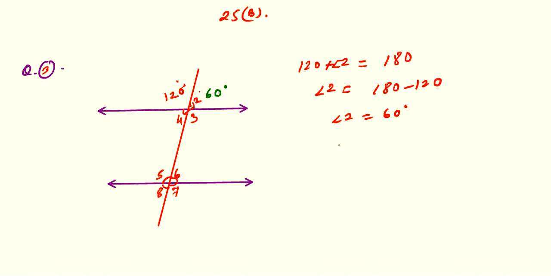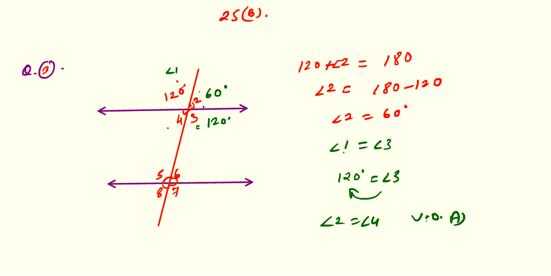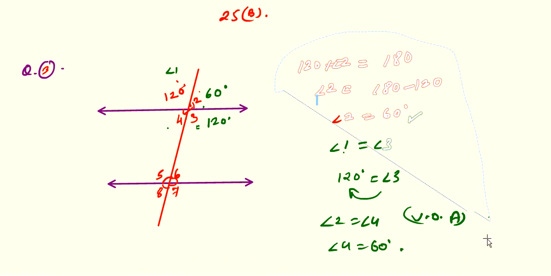Now you know vertically opposite angles. So angle 1 will be equals to angle 3. Angle 1 will be equals to angle 3. And value of angle 1 is 120 degree. That means value of angle 3 is also 120 degree. Clear? Then angle 2 will be equals to angle 4. The reason is vertically opposite angle that we have to write, and angle 2 as we have calculated is 60 degree. So angle 4 is also 60 degree. Clear?